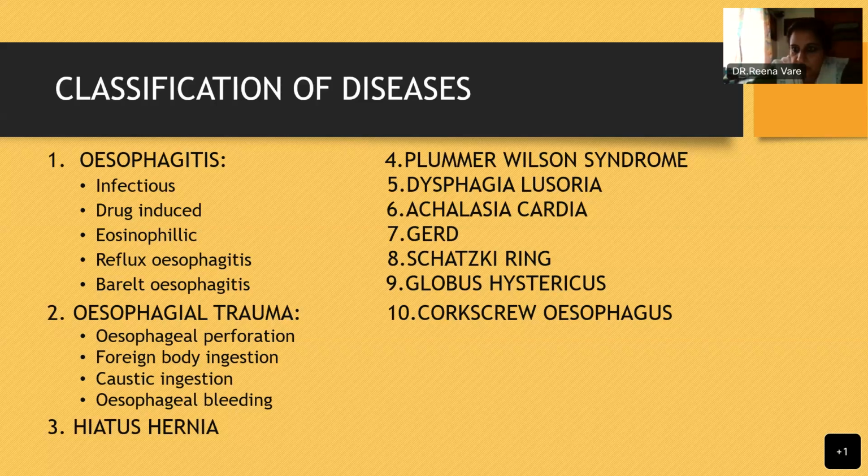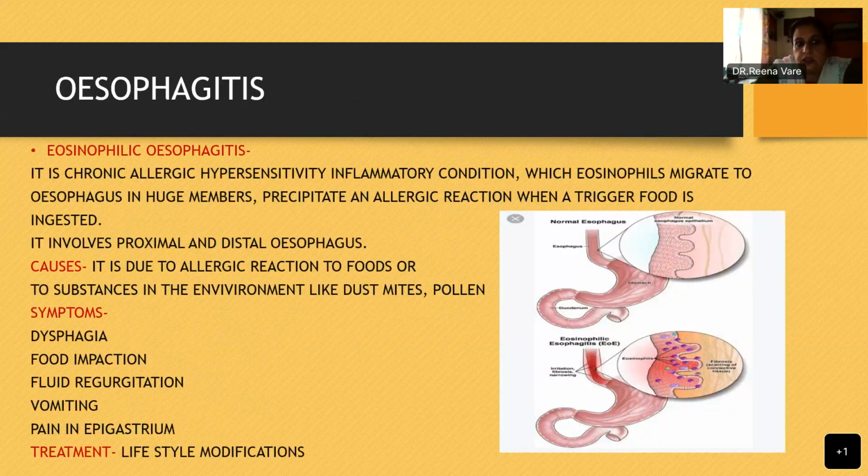So we'll first be dealing with esophagitis. Now, eosinophilic esophagitis is a chronic allergic hypersensitivity reaction where there is inflammation and eosinophils go into the esophagus in huge numbers and cause an allergic reaction whenever the trigger food is ingested. It usually involves the proximal and distal parts of the esophagus. It is usually due to foods which are not suitable to that particular person. It may be due to food, or to substances in the environment like dust mites and pollen.